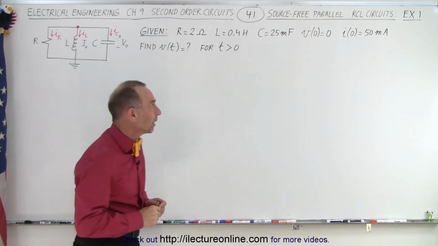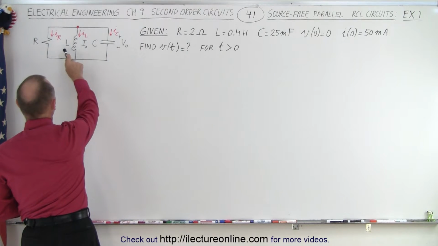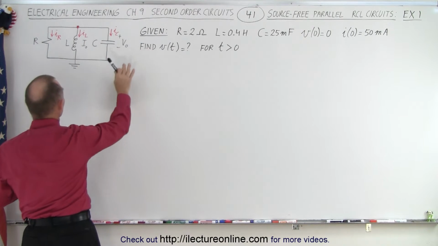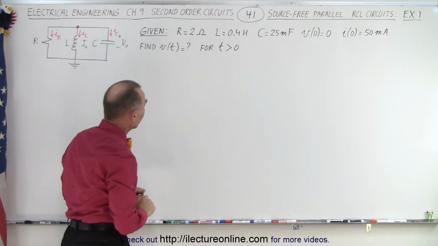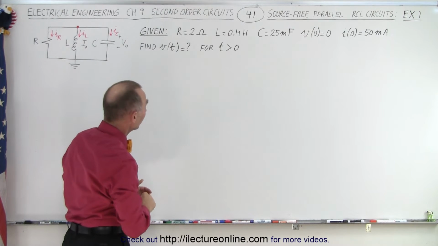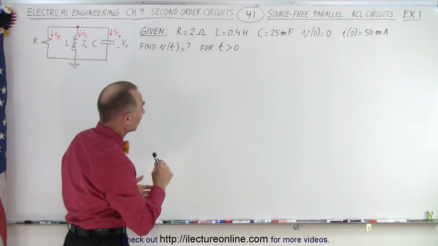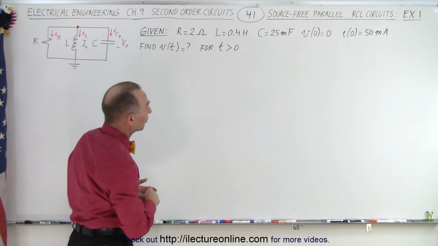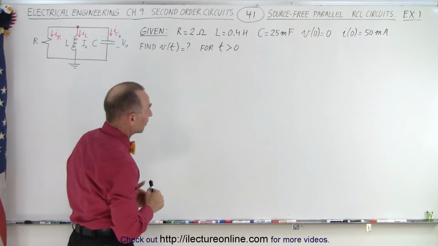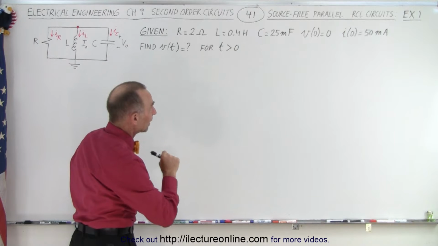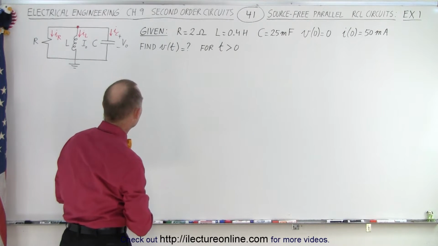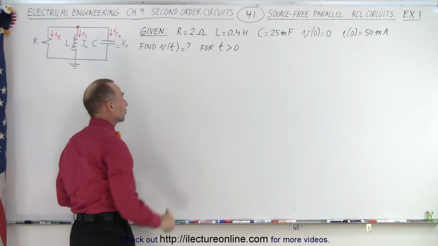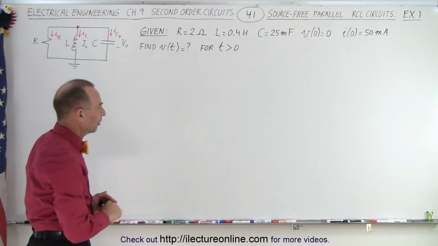Now that we've seen some videos on the basics of source-free RLC circuits in parallel, let's try an example. We're dealing with a resistor, an inductor, and a capacitor in parallel, no voltage sources. The resistor is 2 ohms, the inductor is 0.4 henries, the capacitor is 25 millifarads, there's 0 voltage across the capacitor and 50 milliamps initially through the inductor, and we're supposed to find the voltage as a function of time for time greater than 0.